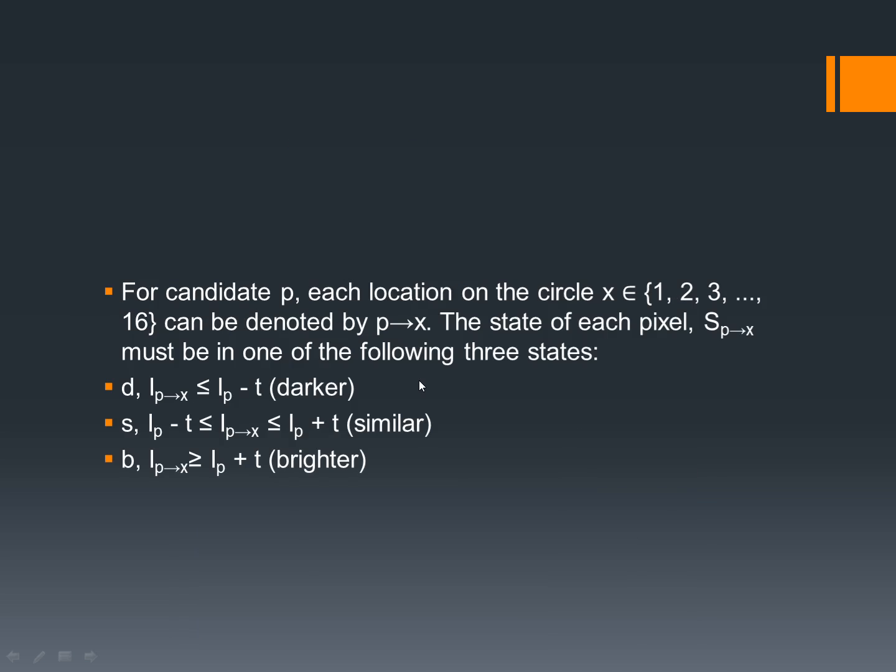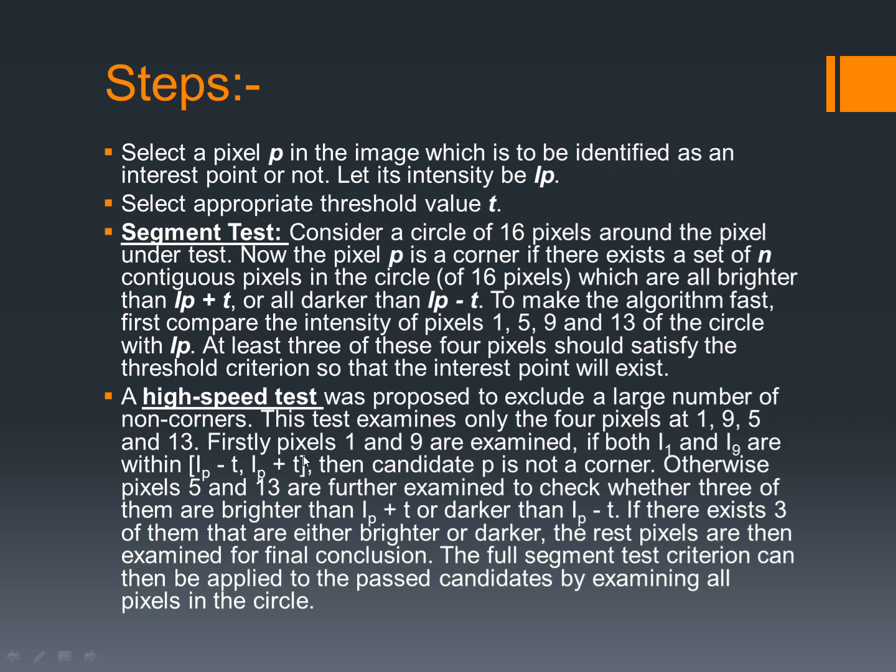I've told you that one pixel is surrounded by 16 other pixels, so let it be x, and let P tend to x. This is supposed to be intensity. If it's less than IP minus H, then it's said to be darker. If it's between IP minus H and IP plus H, then it's called similar, and if it's greater than that, then it's called brighter. These are the 3 states.